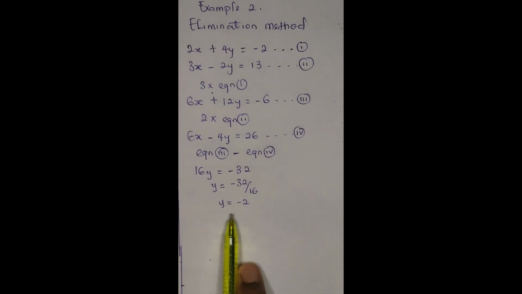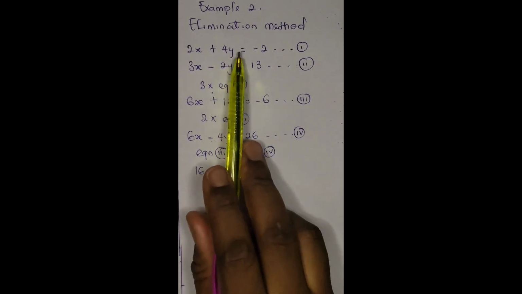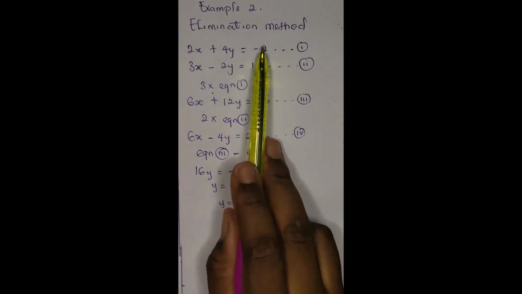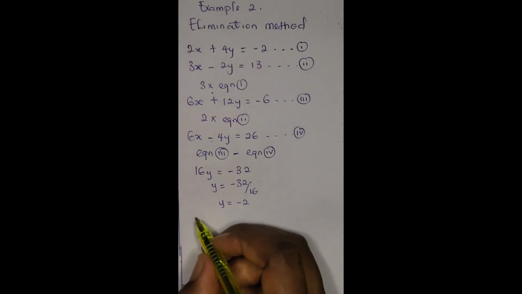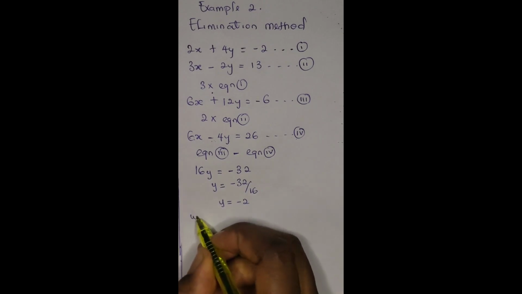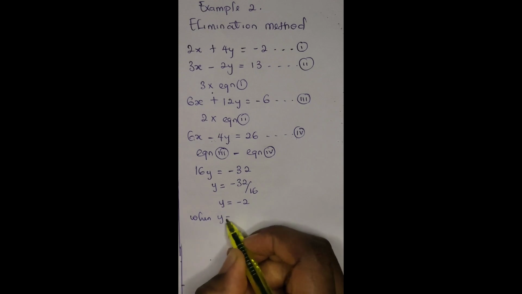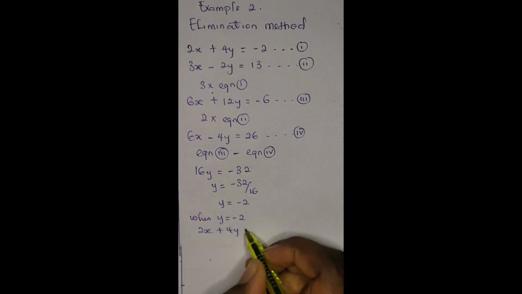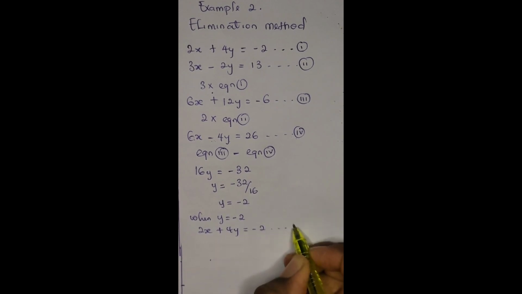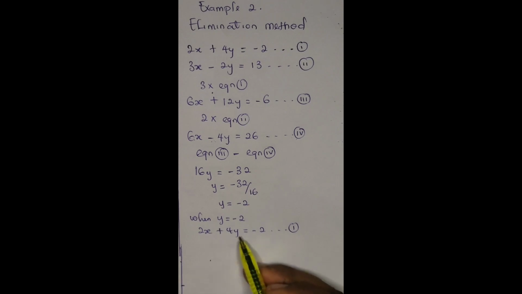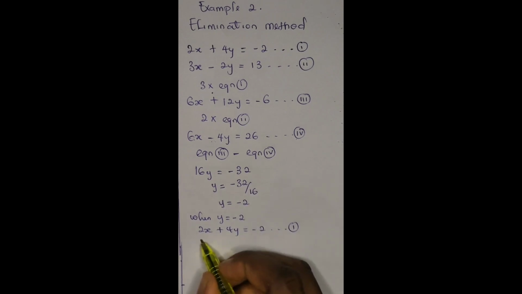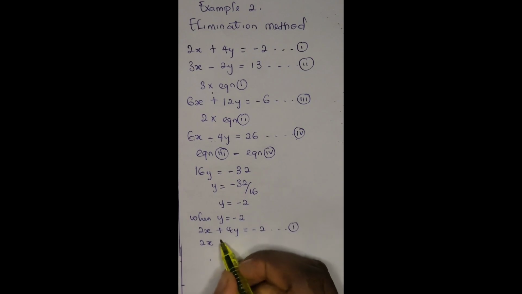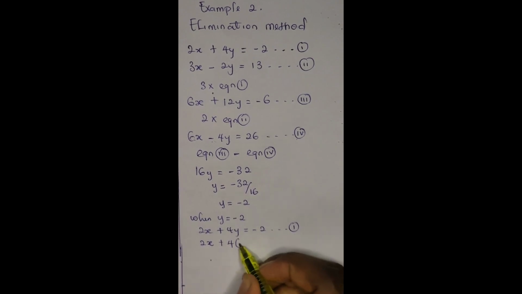So we've gotten our y as minus 2. Next thing, we'll be substituting for y into either equation 1 or equation 2. So let's go with equation 1. When y equal to minus 2, we have 2x plus 4y equal to minus 2. That's equation 1. So anywhere we see y, we'll insert our minus 2 there. We have 2x plus 4, remember, y is minus 2, equal to minus 2.